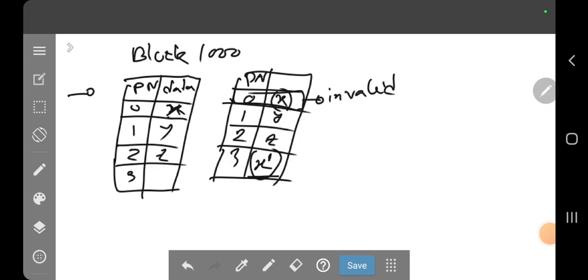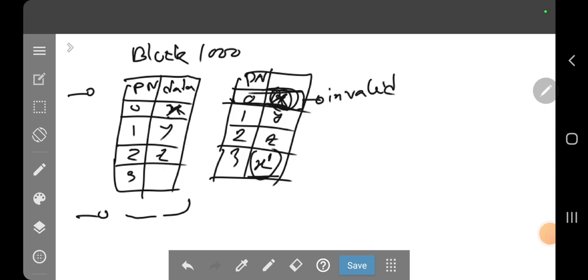Now can you see the main problem? Let's say we want to store another value. We can't write because there is no space here anymore, because this is full. So the main problem here is that we have to delete this value. So how can we delete this value? We need an erase operation.